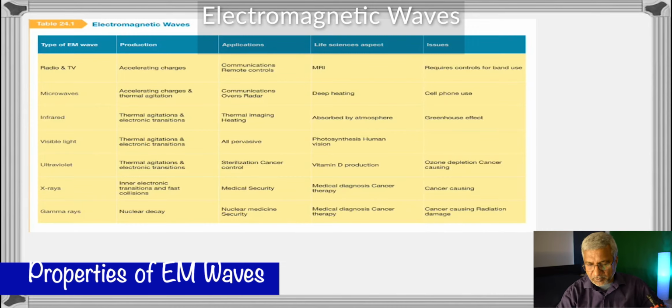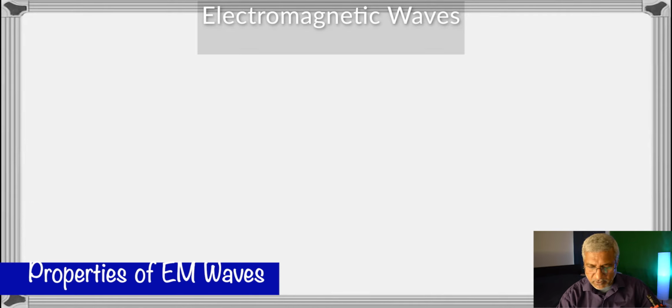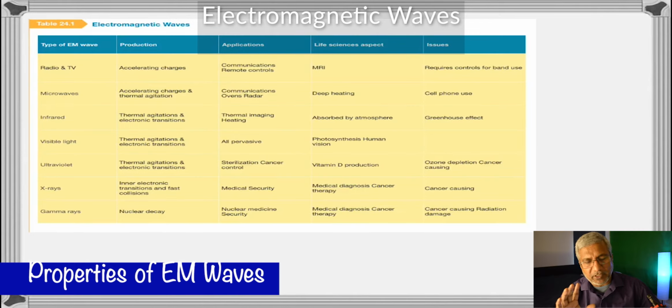So here is a very important part of this chapter. Here is a table that's presented. The table talks about the types of waves, how these waves are produced, the application of these waves, and also the applications with respect to life sciences. And then we also talk about the issues with these waves. Anything that's useful also has harmful effects, okay? So I'm not going to read out all of this, but I'm going to talk about it generally so you have an idea.